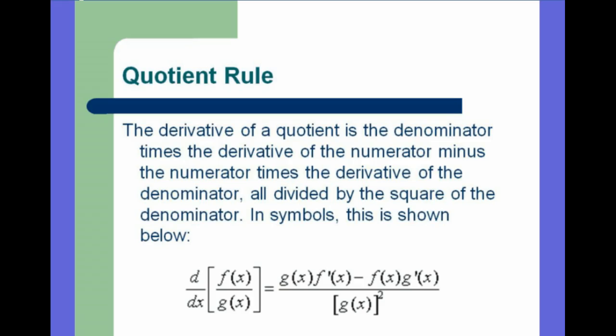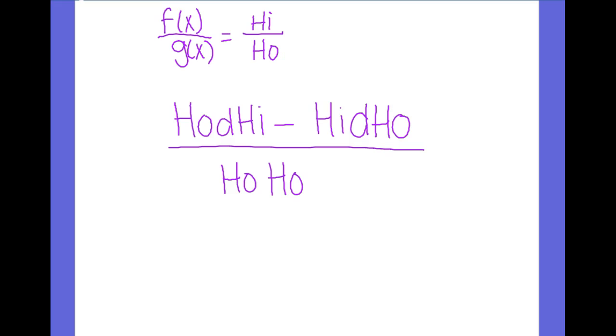So it's bottom times derivative of the top minus top times derivative of the bottom all over the bottom squared. That's hard to say. So somewhere, someone came up with the hi-ho. So it became hi-ho, hi-ho. It's off to school we go to learn the quotient rule.